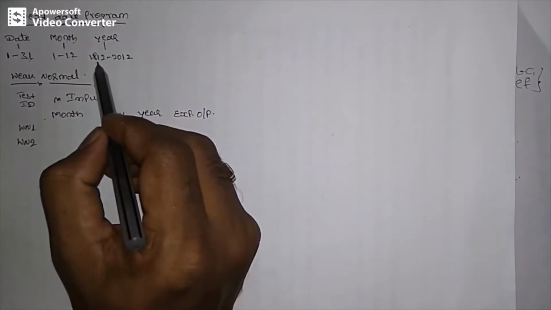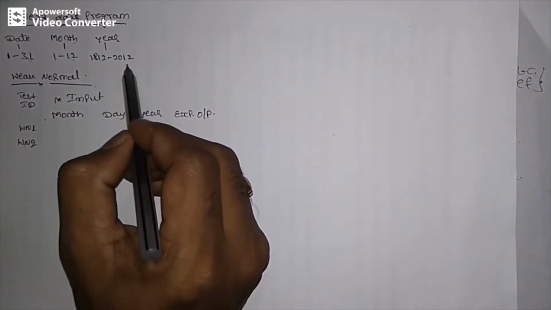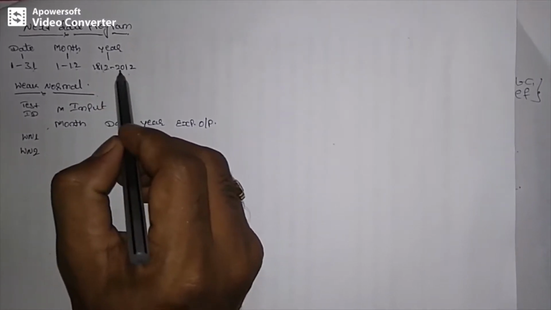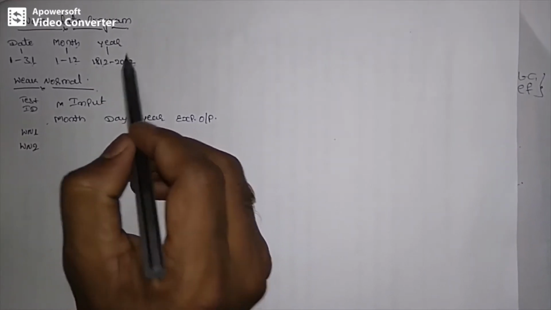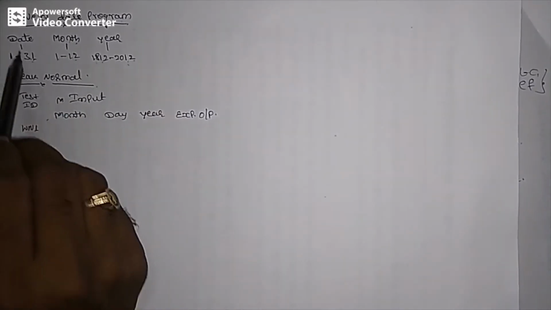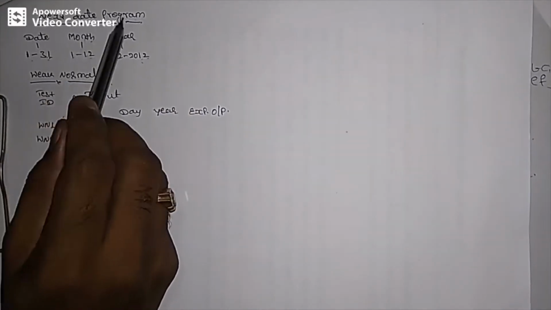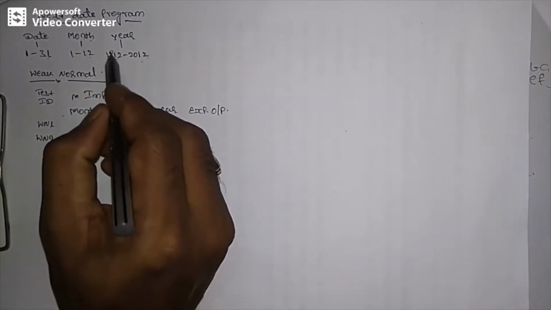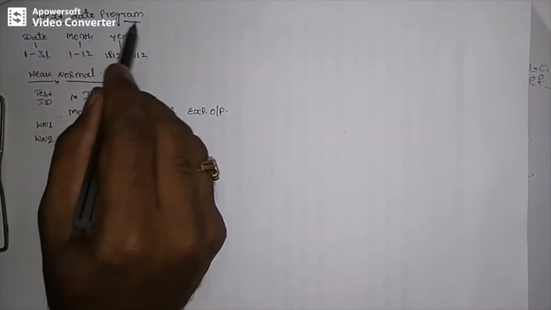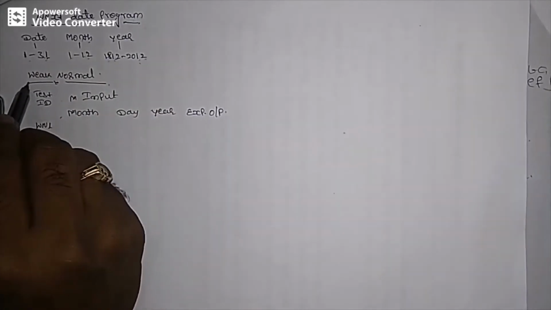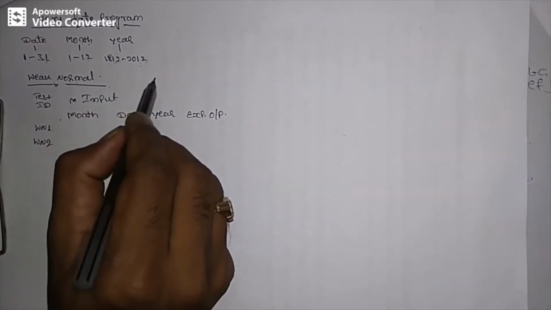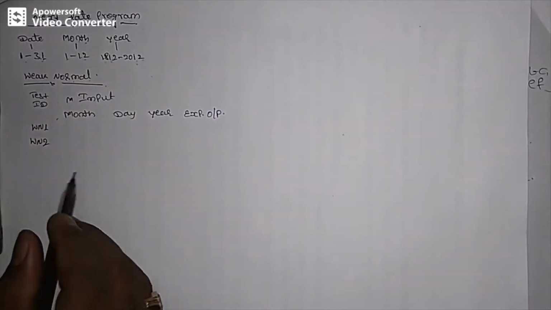In year, we have considered 1812 to 2012. So 1812 is the lower limit and the upper limit is 2012. This is the input we are getting from the next date program under the equivalence class partitioning method. Now we have to write the test cases under the first category, that is weak normal equivalence class test cases for the next date program.